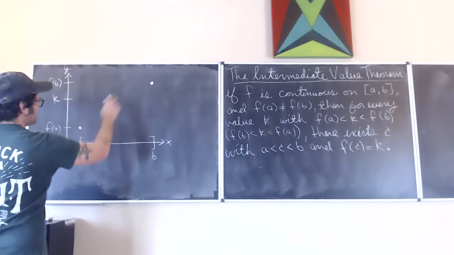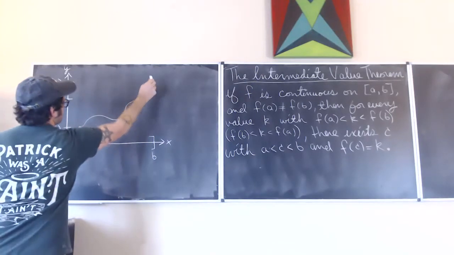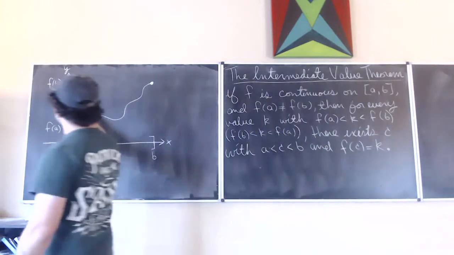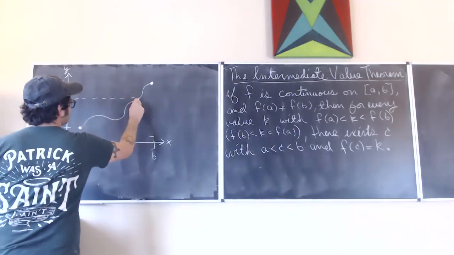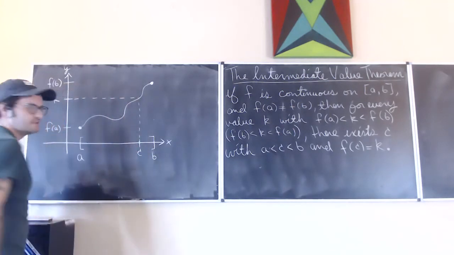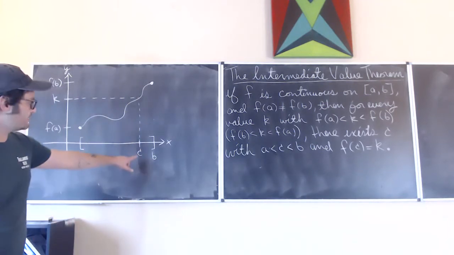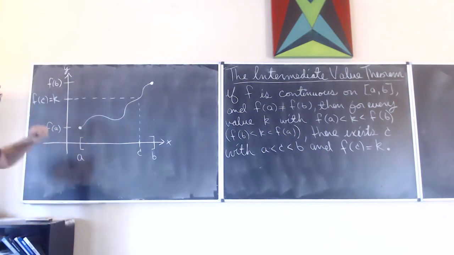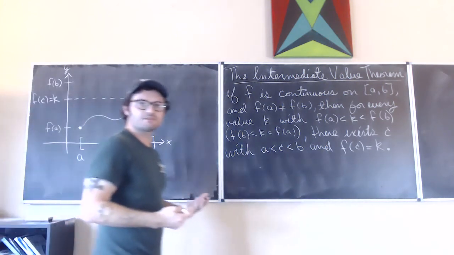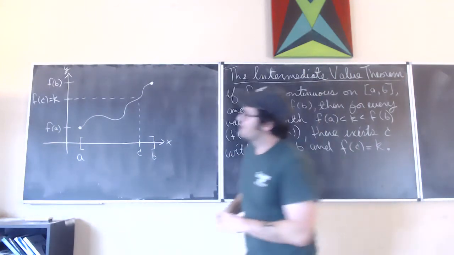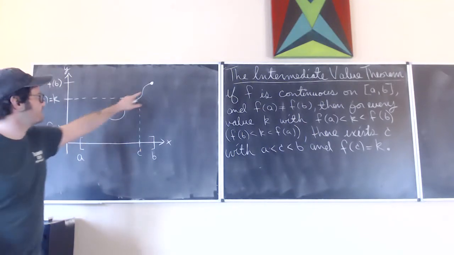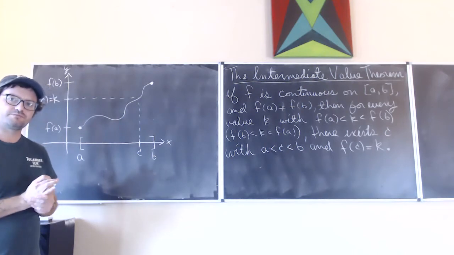So how am I going to get there? Well, it can do all kinds of things, like that, maybe. But look. There's my c. If I look at f of c, it's equal to k. And it's because the function is continuous on that closed interval. We can't ever jump over and not include k if we're going to connect from there to there. Does that make sense pictorially?